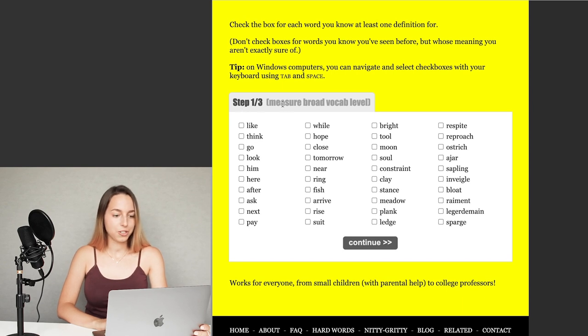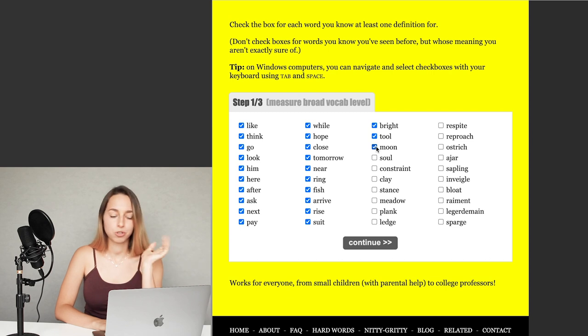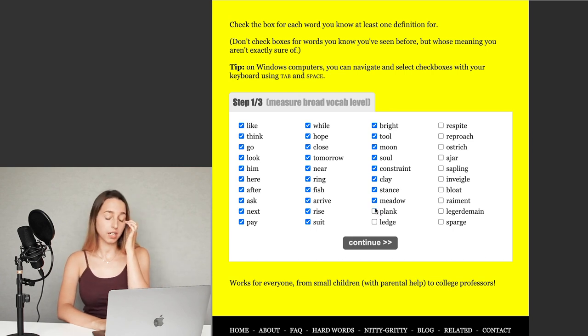Step 1 of 3, measure broad vocab level. Okay, so these must be very easy words, right? Like think, go, look, of course. I know these words. After, ask, next, pay, while, hope, of course, close, tomorrow, near, ring. Interesting, will there be any words that I don't know in this tab? Bright, a tool, a moon, sure, the moon. So, constraint, clay, stance, meadow, plank, no, I'm not sure what plank is.